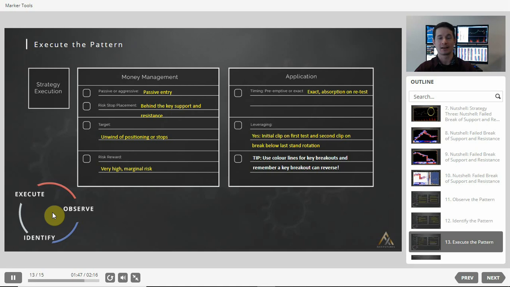the second leveraged position. Okay, our tip: use color lines for key breakouts. Because this is a patient trade strategy, it might come later on in the session. You might be a little bit switched off, not recognizing what had happened early in the session, and you might miss out on this opportunity. So it's one of those where the color lines can be really helpful. And remember, a key breakout can ultimately reverse.